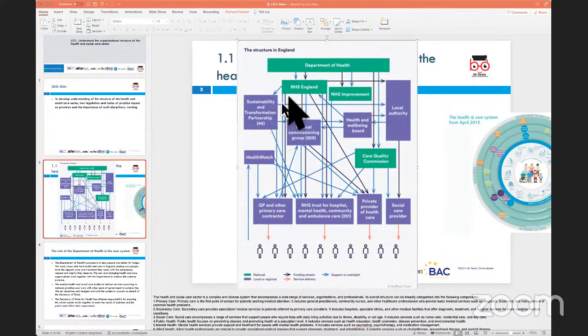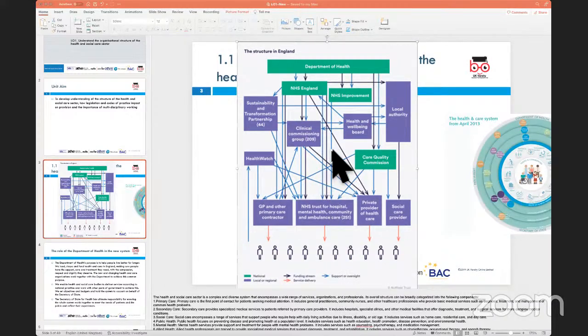Now, what is the reason for this coloring? Green is the national side of things. So everything in terms of policy and decision-making is done nationally by the government. The purple blocks are local or regional variations of how these groups help in providing these services. And the blue arrows are support arrows, wherein the organizations support each other. The orange ones are primarily responsible for delivery of care to the end user.